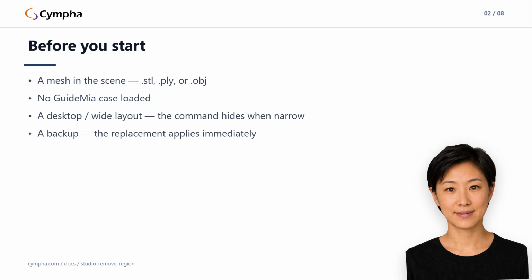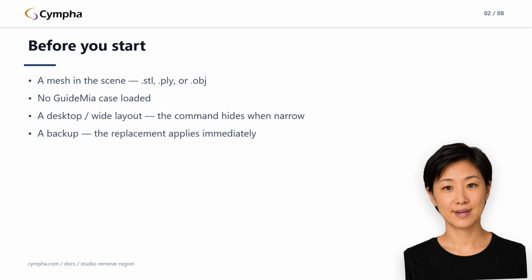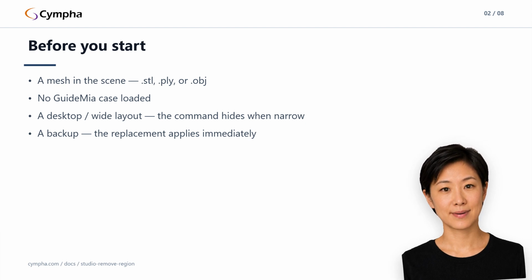A desktop or wide layout: this is the one command in the toolkit that's hidden on narrow, responsive viewports, because Studio only shows it when the browser is wide enough for the rectangle drag to work reliably. If it's missing from the menu, widen the window, or rotate a tablet to landscape, and right-click again.